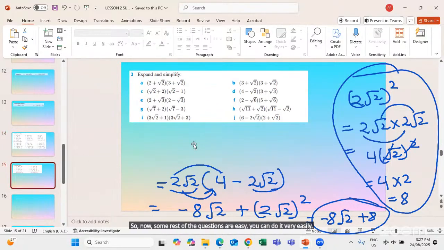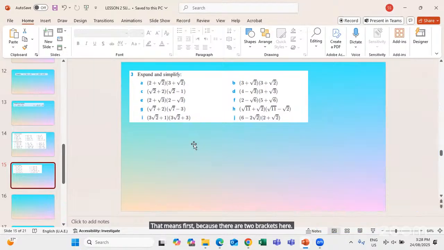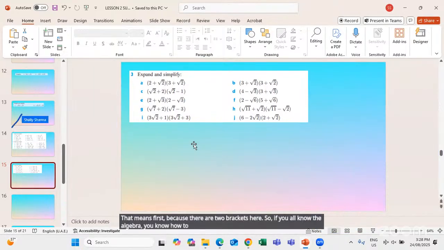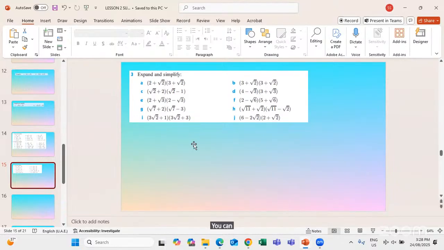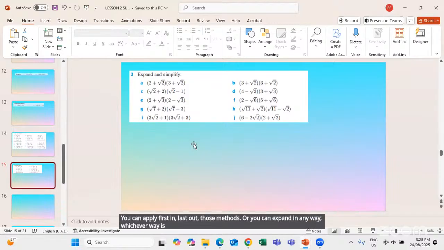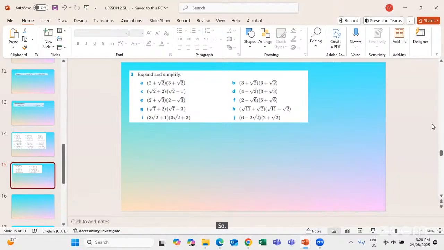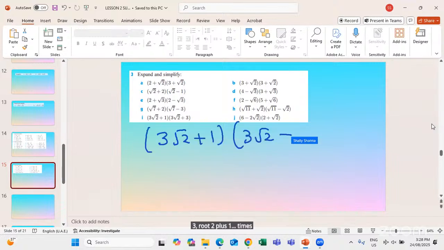Now we have the last part, which is expand and simplify. That means first, because there are two brackets here, if you know the algebra, you know how to expand the two brackets as well. You can apply first in, last out, those methods, or you can expand in any way that is convenient for you. So I'm going to solve the last question. Let's say I, not J, I. So we have 3 root 2 plus 1 times 3 root 2 plus 3.